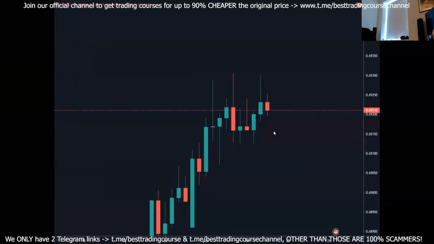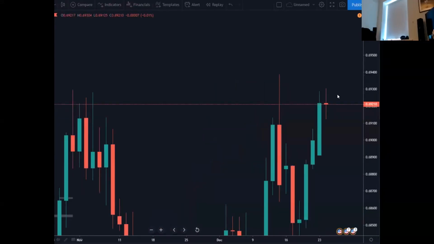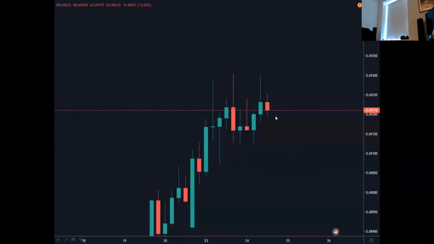Okay. Another one. What chart is this? I don't even know what chart this is. Okay, so we got two charts here. Perfect. So this looks like a high time frame and this looks like a small time frame.